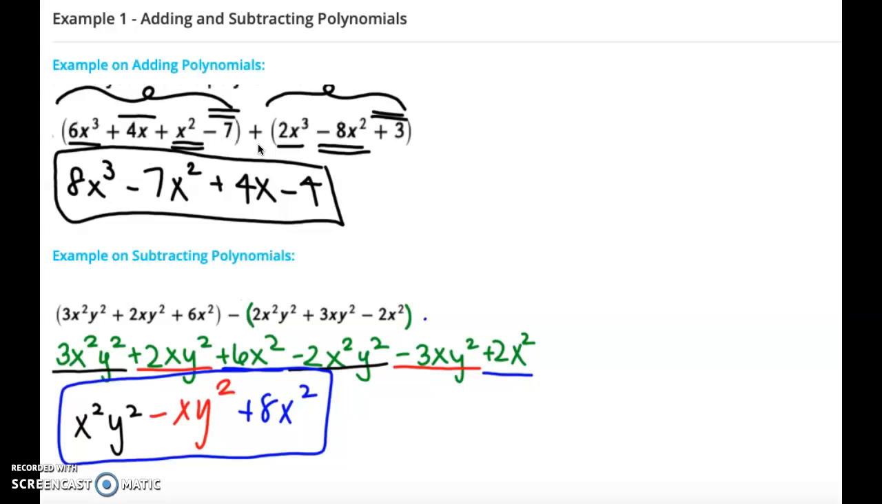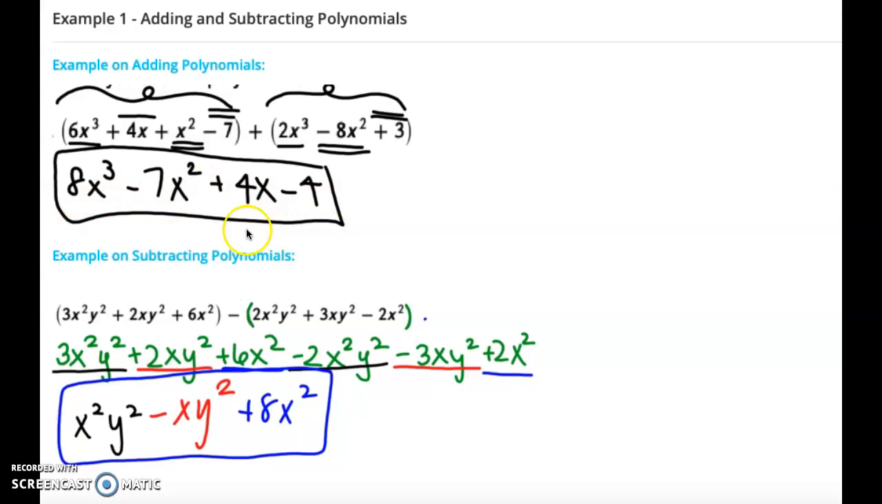So I can add 6x cubed plus 2x cubed because those two terms have the same variables and the same exponents. So that becomes 8x cubed. Then we'll do 4x and any other x terms? No, right? There's no other x terms. So we're going to write 4x the same, in between the x cubed and the x, because I want this answer to be in standard form, right?